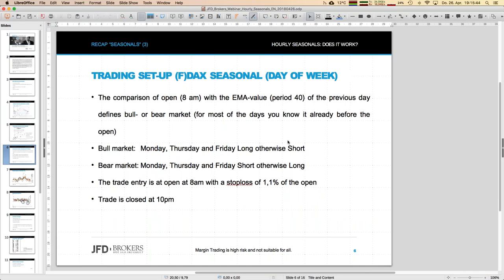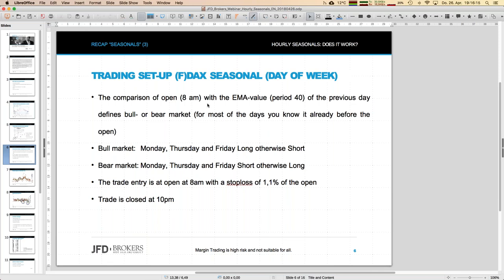But back to the trading setup we have already introduced. Finally, how did it work? Because we use later the same kind of concept, therefore I repeat that here as well. We use an EMA as a pre-filter. And we ask ourselves, for the DAX day of the week seasonal, is the open of the current day, or the day of interest, above or below a certain EMA? And in this case, it has been a period of 40.